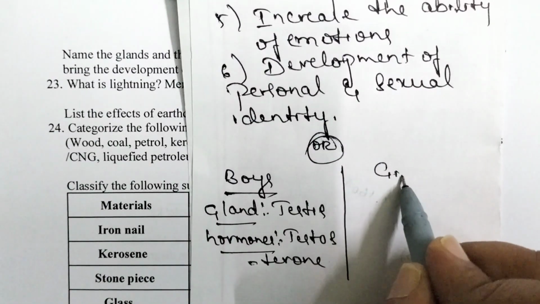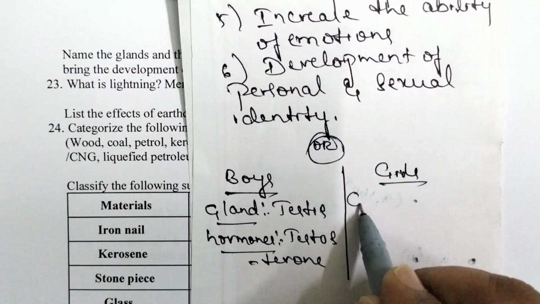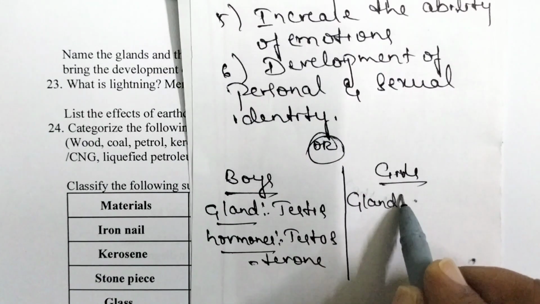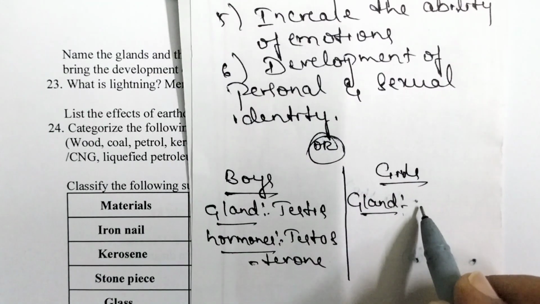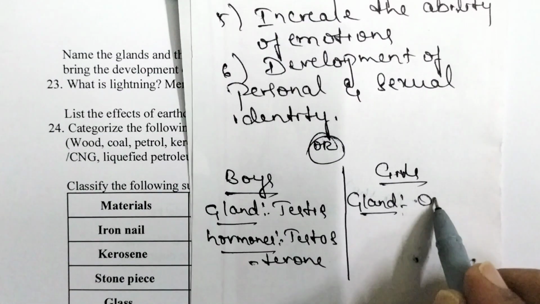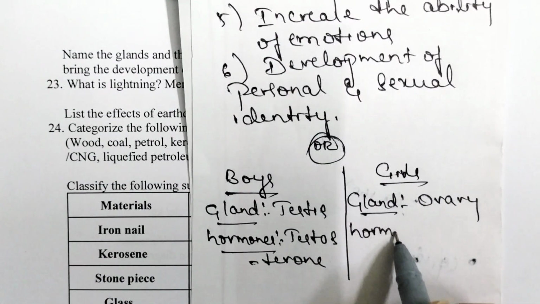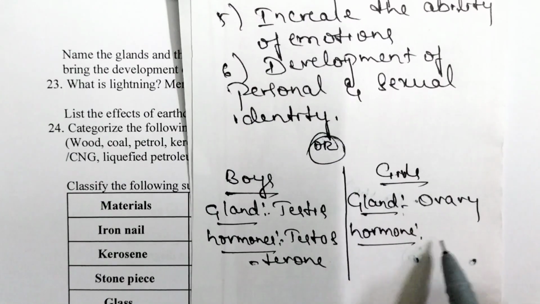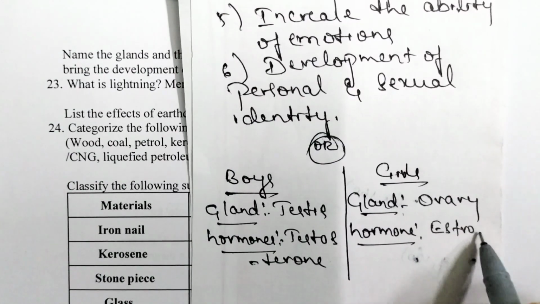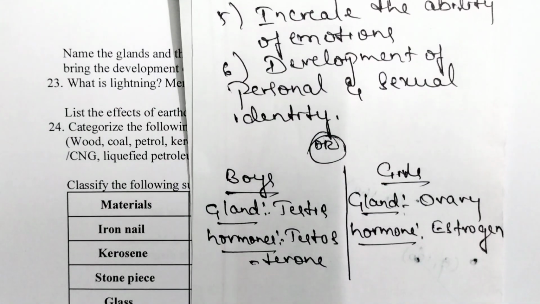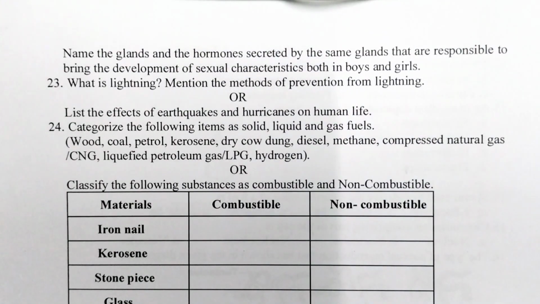Then in girls, the gland that is responsible for sexual character is the ovary. And what type of hormone does it secrete? It secretes a hormone called estrogen. So the name of the hormone is estrogen. So like this we have to answer that question.